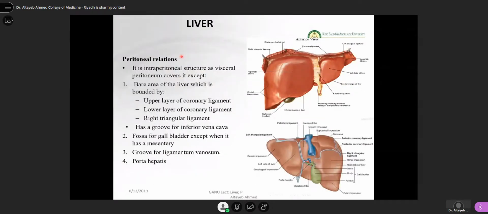So the liver has peritoneal relations. Why do you as a doctor need to know this? Because the liver is a site of cancer. So a tumor in the liver may infiltrate the surroundings. Also, any tumor in any one of these structures, if it becomes invasive, it may infiltrate the liver, resulting in drastic effect.